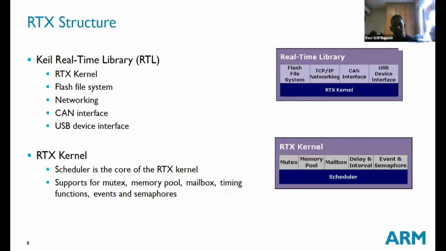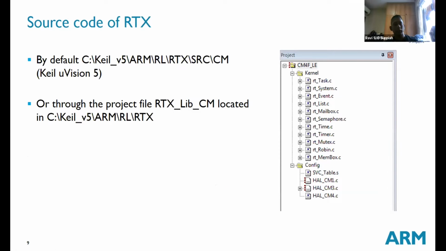In terms of the kernel, the OS itself is an RTOS kernel, and it supports all the things that we talked about: the mutex, the mailbox, the timing, semaphores, everything. The full source code is also there for us, so it's not hidden. Everything is there.